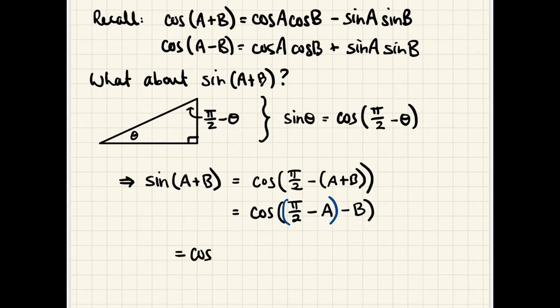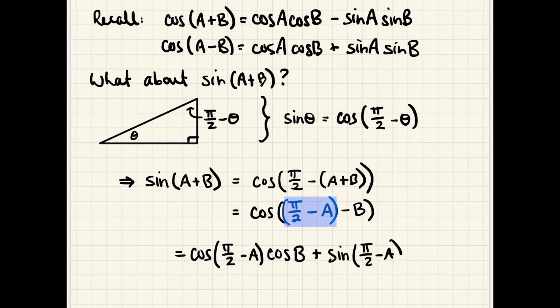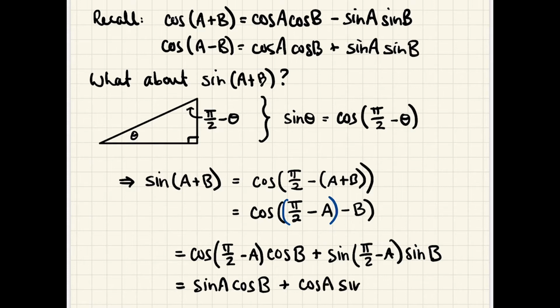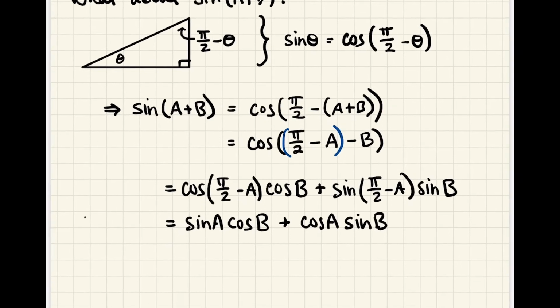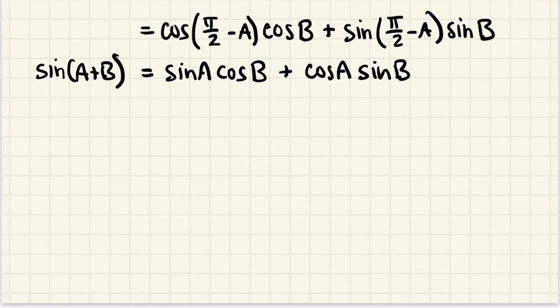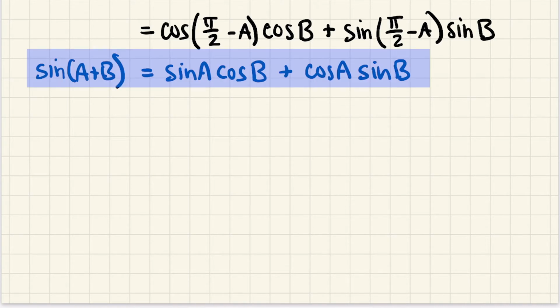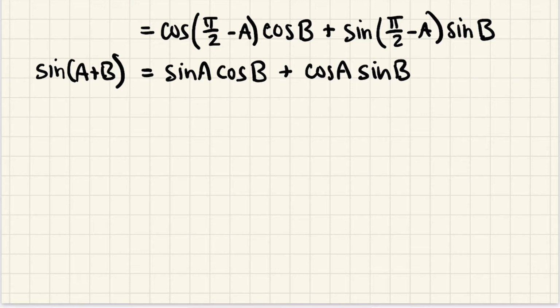So we're going to get cosine of that first thing, which is all of this, times cosine of the second thing, which is b. This minus becomes a plus, and then we're going to have sine of the first thing and sine of the second thing. Okay, well, cosine of pi over 2 minus a, that's just sine of a. And sine of pi over 2 minus a is just cosine of a. So here we are. We have uncovered an identity for sine of a plus b. So this is officially called the sum identity for sine.